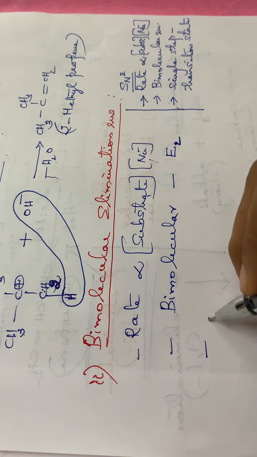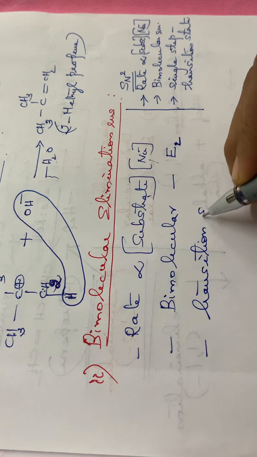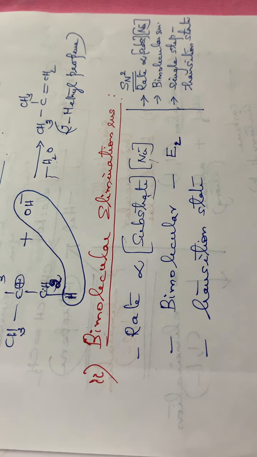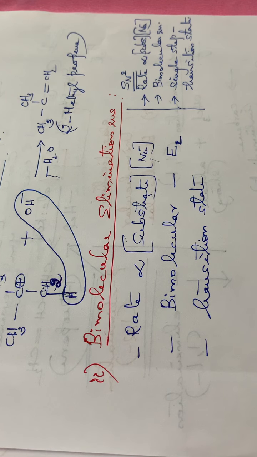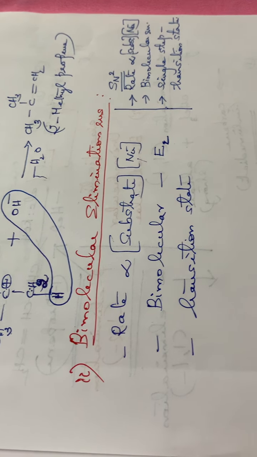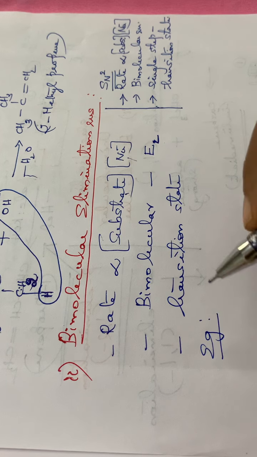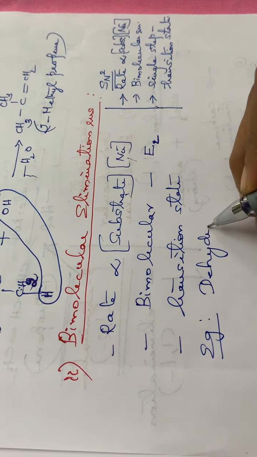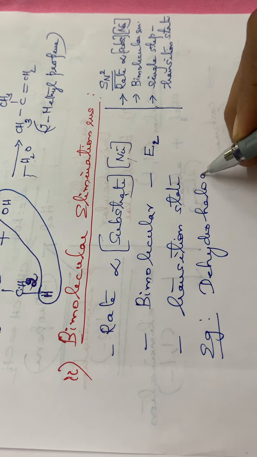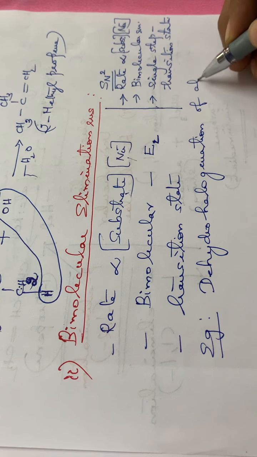Here also a transition state is formed in between, just like SN2. So while studying, you have to compare these two. Then we can go through an example for a bimolecular elimination reaction, and the example is dehydrohalogenation of alkyl halide.